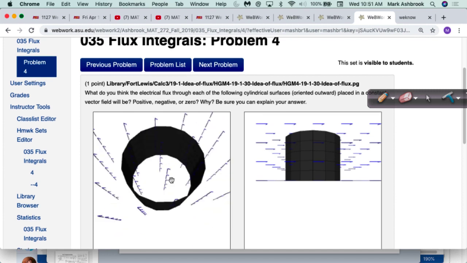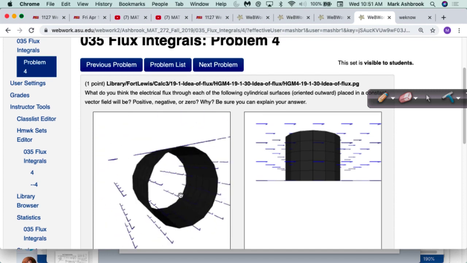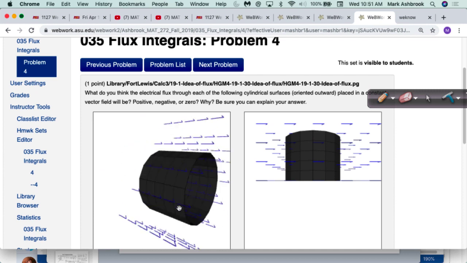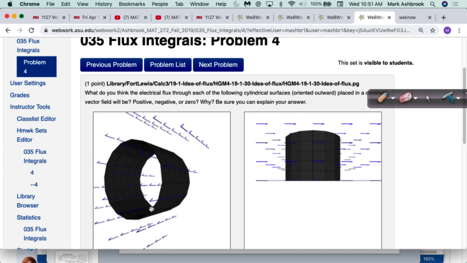Positive, negative, or 0? And why does this one have 0 flux? The flow is always parallel to the surface. Okay, so what does that mean point-wise on the surface? What about the flux? There's no component of flux at each point that is orthogonal.